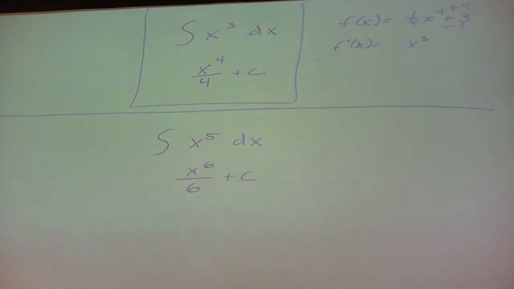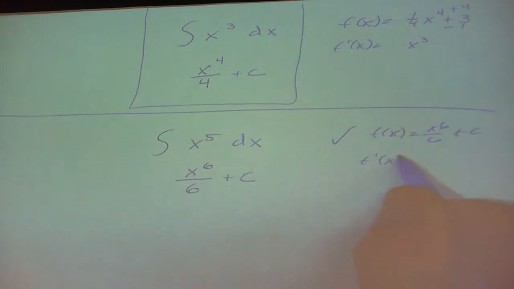You're on track, you know what's going on. And you should know how to check it. How do you check if that's right? Take the derivative. So what's the derivative of x to the 6 plus c? Well, 6 goes in front. There's already a 6 on the bottom. Subtract 1. And what's the derivative of c? 0. So did I get my answer back?